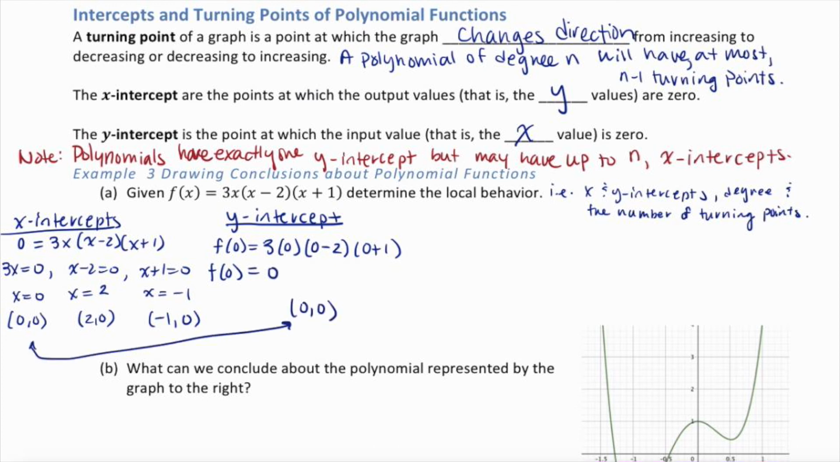Notice this should have been a big hint. If you find an x-intercept at 0, 0, you have just found your y-intercept. You will not have a second one. So if you see this in the future, you can save yourself a little work because now you know your y-intercept. What is the degree of this polynomial?